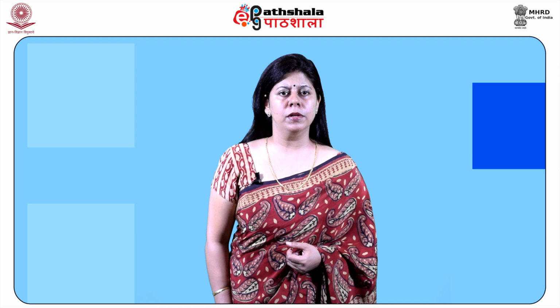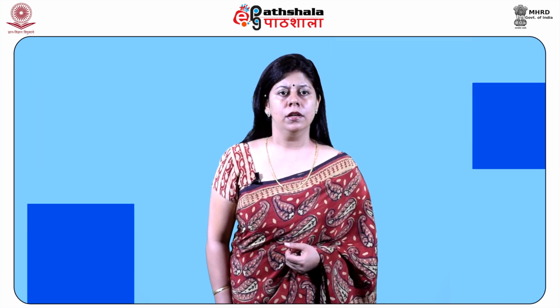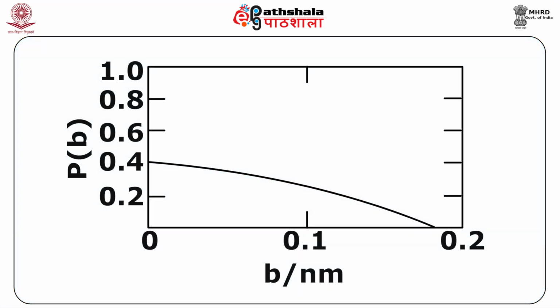The reaction probability P(b) is equal to the ratio of the total number of trajectories at a particular relative reactant velocity and the impact parameter b that result in reaction. For the reaction H plus H2, the reaction probability is indicated in the figure for a given relative velocity of 1.17 × 10^6 centimeter per second as a function of impact parameter b.